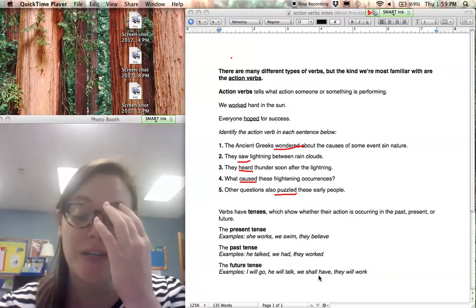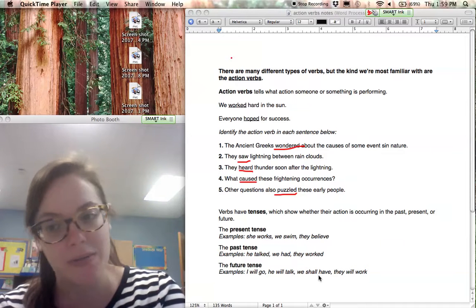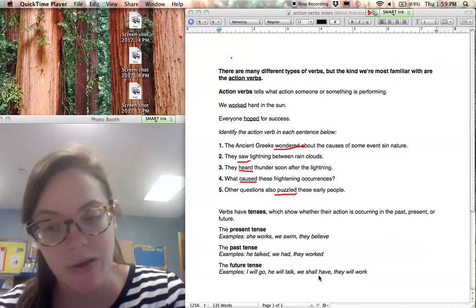Okay. So we're going to do some practice with finding action verbs in class and for your homework tomorrow. So if you have any questions, you'll have lots of time to ask them.